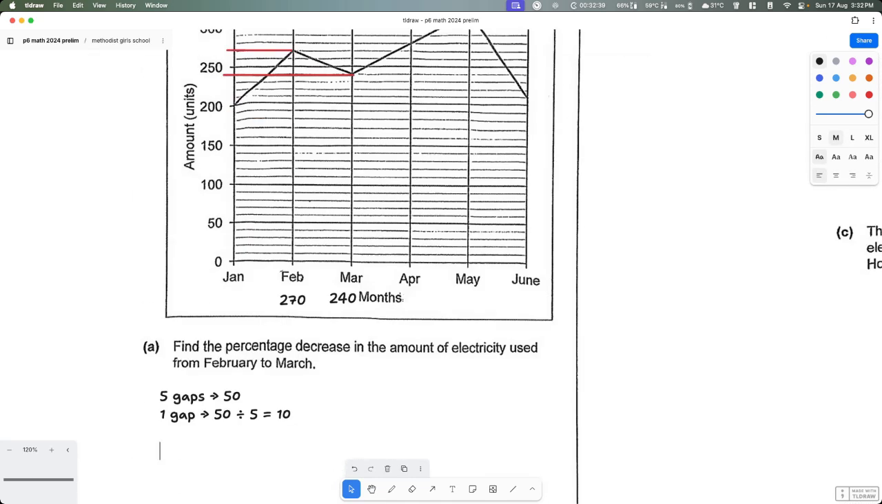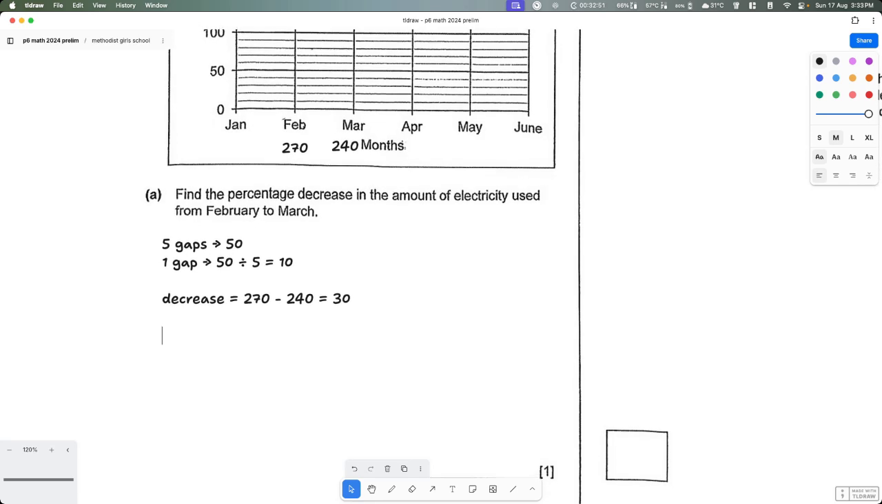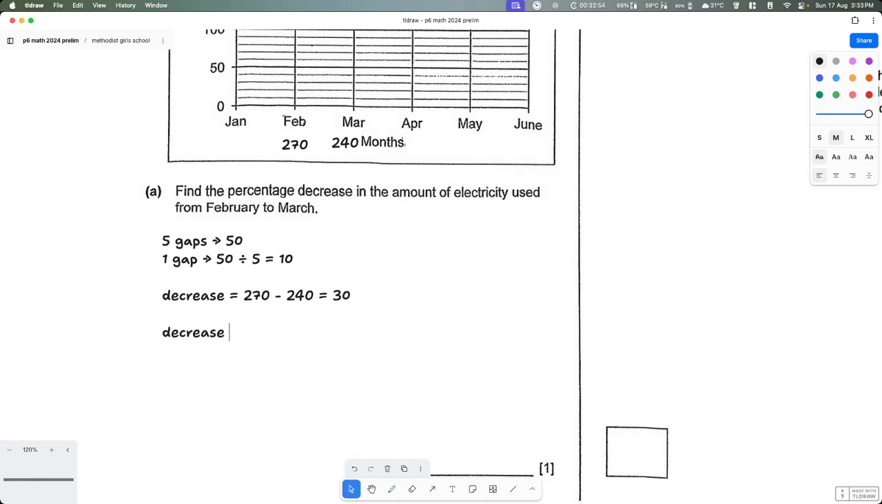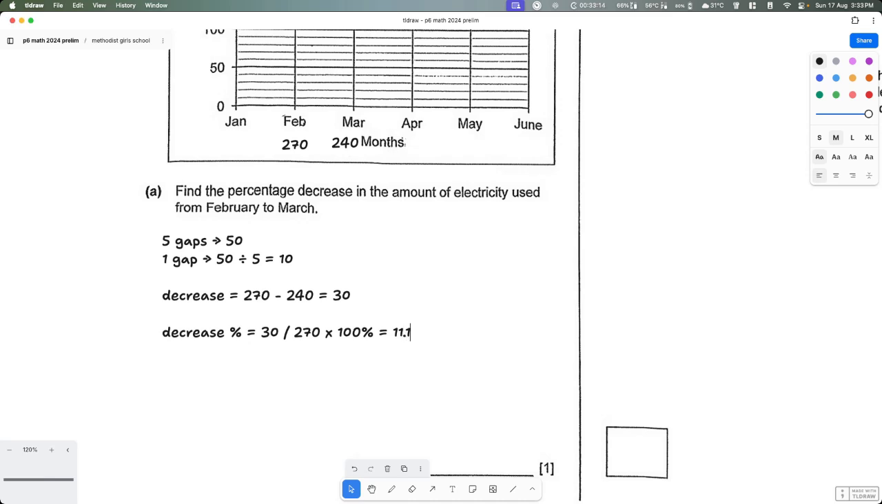With that said, the decrease is equal to 270 minus 240. This will give us 30. So the percentage decrease is equal to 30 out of 270 times 100%. So 30 divided by 270 times 100. That gives 11.11%. That's the answer.